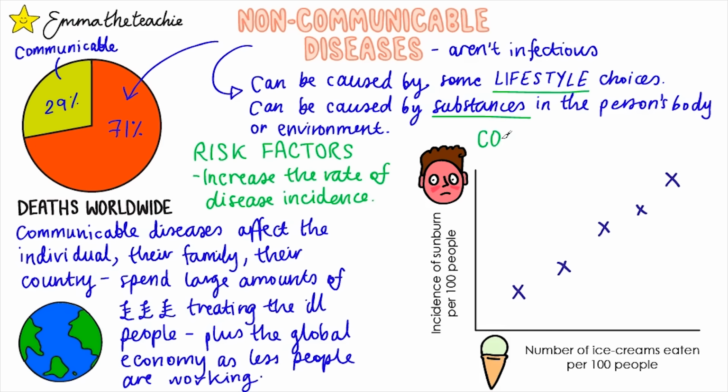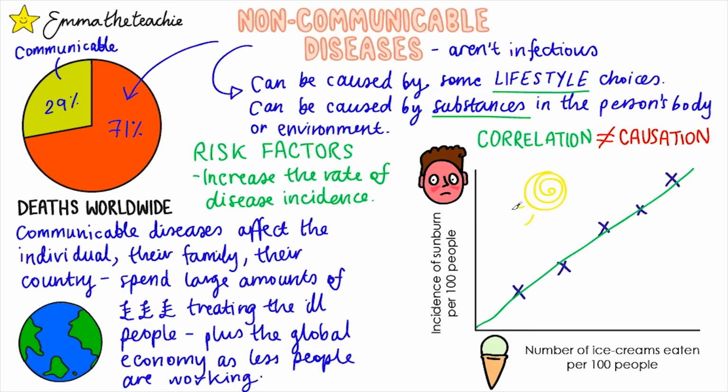Now, sometimes there is a correlation between something like a lifestyle factor and a disease. For example, here the number of ice creams eaten per 100 people increases, as does the incidence of sunburn per 100 people. But just because there's a correlation doesn't mean there's a causation. We know that eating ice cream doesn't make you sunburnt. It just so happens that eating ice cream and getting sunburnt both happen on sunny days.